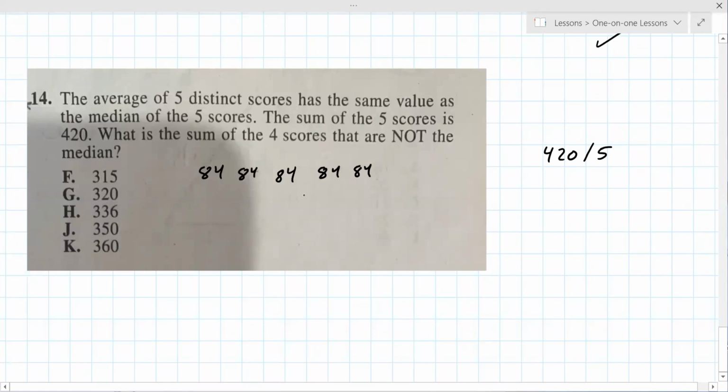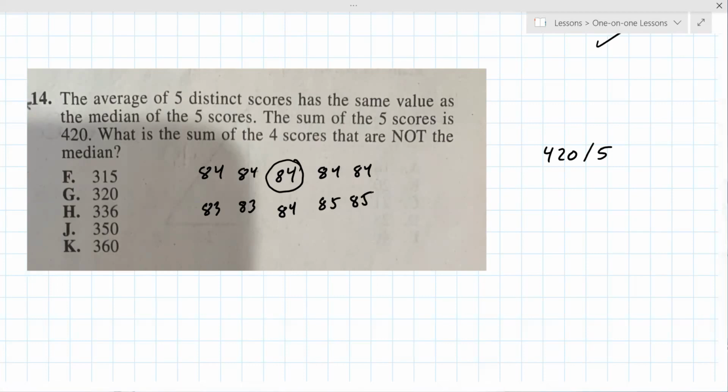If this is the middle value, this is for sure the middle value. Whatever the ones below it are, or whatever the ones above it are, they have to cancel out each other. Let's say in another data set, this is 83, 83. Since I went down by 1 on both of those, I have to go up by 1 on both of those here.